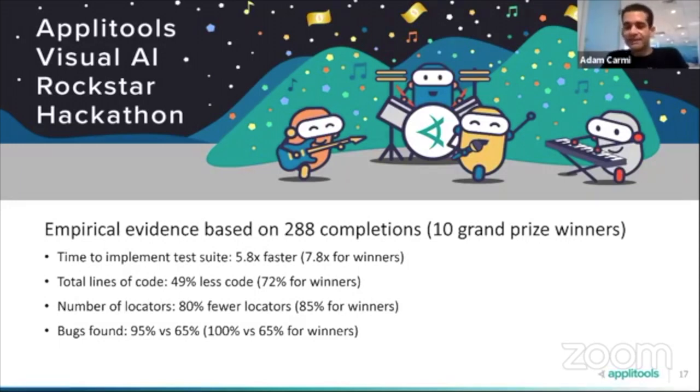Now, I think these numbers clearly show the advantages of the visual AI approach. But what's even more amazing about them is that first, you can see that there isn't a big difference between the 288 participants that completed the challenge and the 10 best ones. So you don't have to be the best developer or tester to be able to succeed with visual AI. The second interesting thing is that the participants in the hackathon were test automation experts such as yourselves. These are people with years of experience working with the traditional way. And this was the first time they were introduced to visual AI.